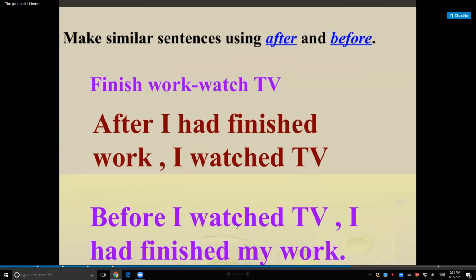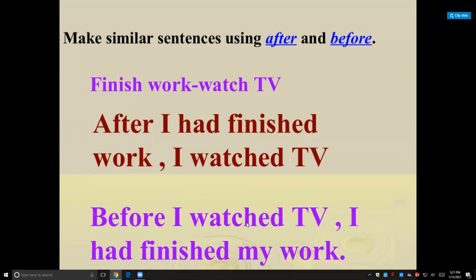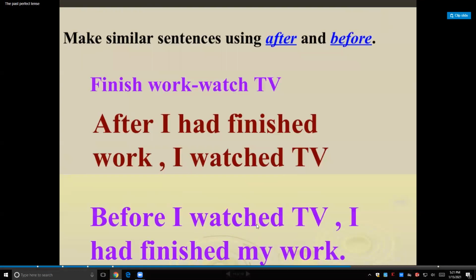But again, if you see this sentence, it is not important which action we are writing first. The important thing is which action took place first. So if you see, before I watched TV, I had finished my work. So which action took place first? Of course, first I finished my work, then I watched TV. So it doesn't matter whether you have written this past simple as a first part of the sentence or, like in the previous example, as a second part of the sentence.